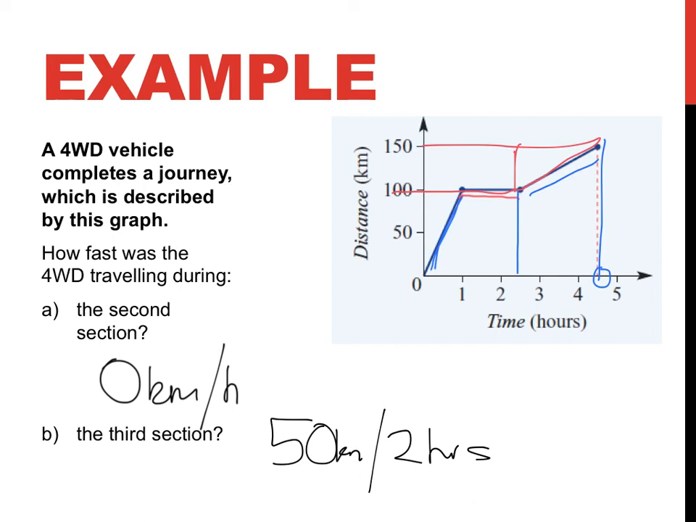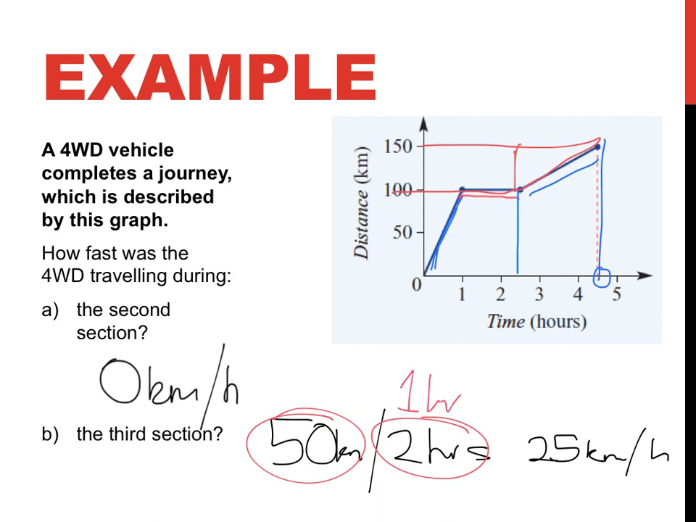Now you never say, oh, I was going 50 kilometres in 2 hours. If you're in a car, you say kilometres per hour. So the way I need to give my answer is kilometres per hour. If I divide this side by 2, I have to divide that side by 2. 2 hours divided by 2 is 1 hour. 50 divided by 2 is 25. Therefore, 25 kilometres per hour.